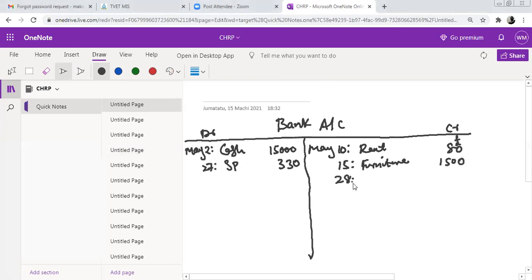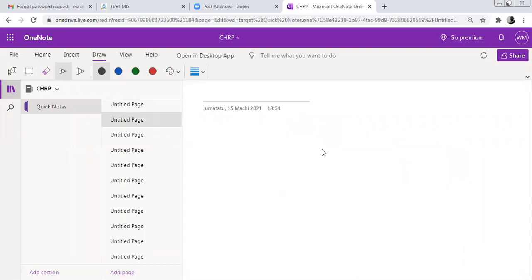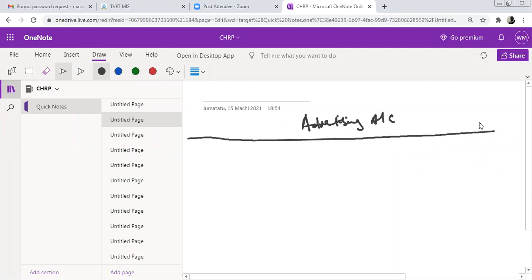Okay, on 28th, there was advertising that was paid. And this advertising, we are saying that it will be 100. There was an omission there. So to the bank, it is a reduction. That's why we are crediting the bank account, because money is moving out. And then we shall go ahead and open an account for this particular expense known as advertising. So we shall open advertising account. And because it's an expense, we debit it.